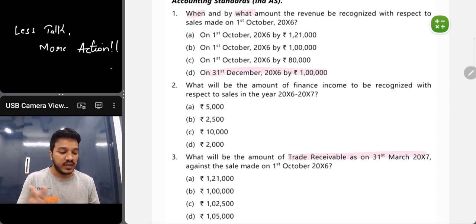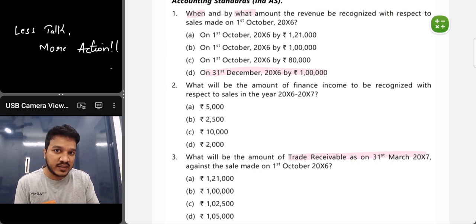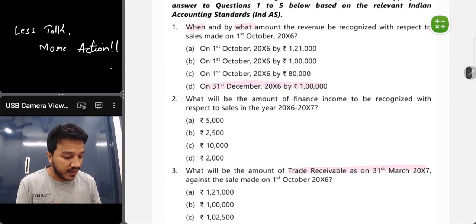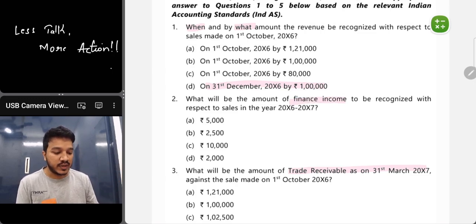When is 31st December and on what amount is 1 lakh. I told you clearly why we are recognizing it on 31st December, and the revenue amount is 1 lakh because it's the cash selling price. What will be the amount of finance income? Now he's talking about finance income to be recognized with respect to sales on 2006-2007.